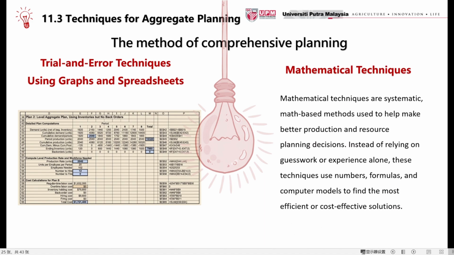About the trial and error technique, they always use the graph and the spreadsheet to help us analyze the data. And about the mathematical technique, they always use numbers, formulas, and computer models to find the most cost-efficient, or cost-effective, solution.